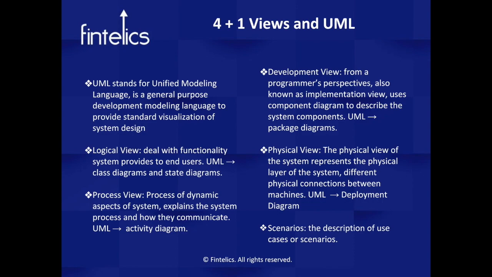The physical view primarily represents the physical layer of the system: different servers, different routers, just in general, different physical components that are connected with each other. In UML, this is usually represented by the deployment diagram. And last but not least, you have the +1 in 4+1. The +1 is known as scenarios, which is the description of use cases.